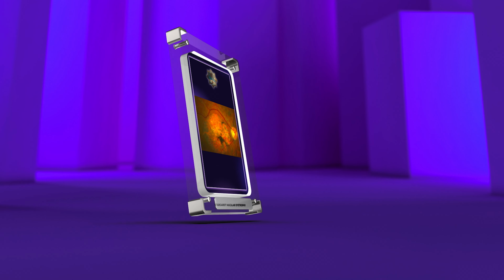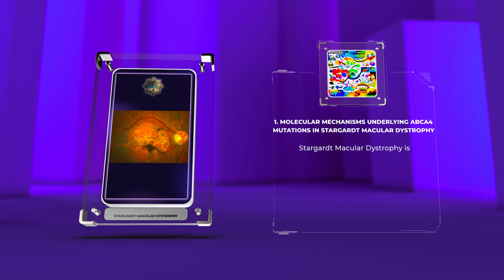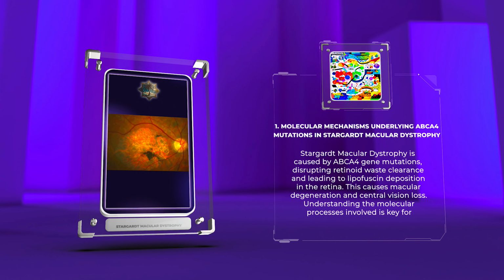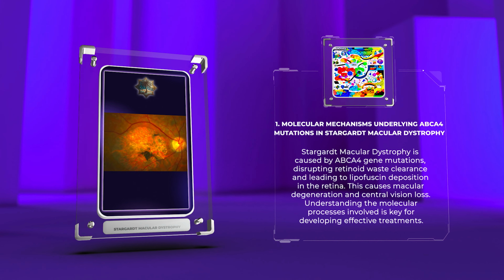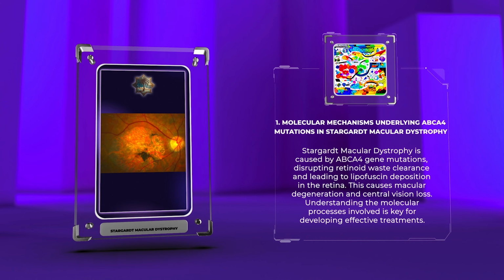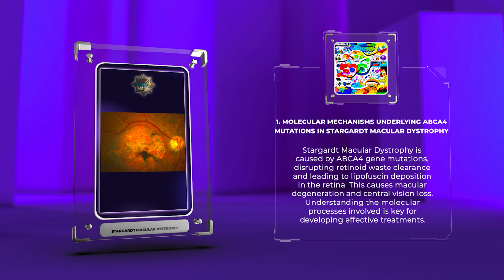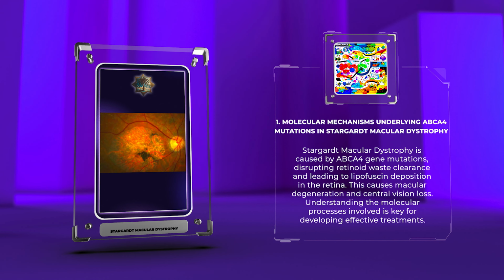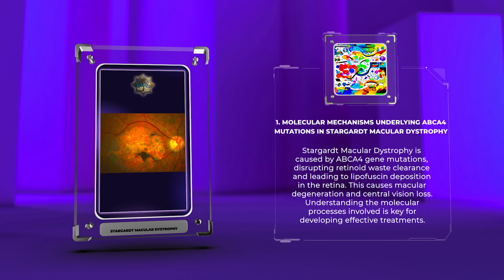Stargardt macular dystrophy is caused by ABCA4 gene mutations, disrupting retinoid waste clearance and leading to lipofuscin deposition in the retina. This causes macular degeneration and central vision loss. Understanding the molecular processes involved is key for developing effective treatments.